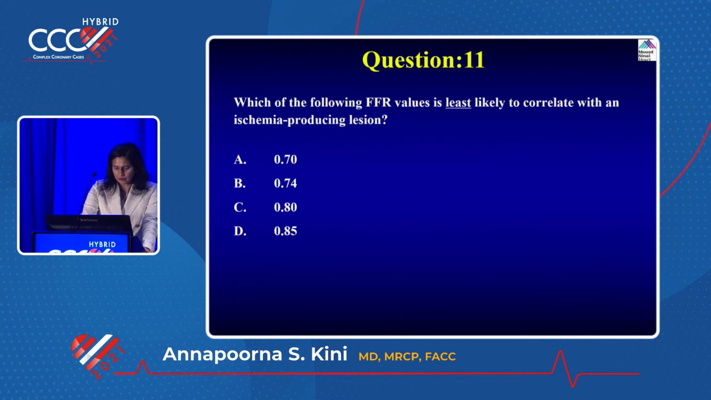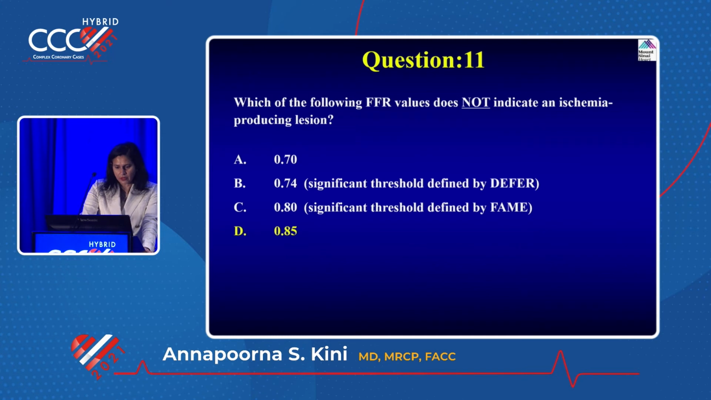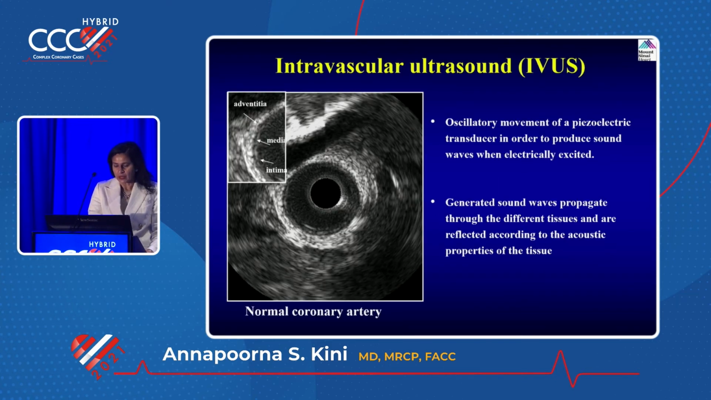What's the answer? So here, this is what I was saying. The significant threshold defined by FAME was 0.80. So you have to remember all the FAME trials. The initial one, DEFER, was 0.75, so anything less than that was significant. They're unlikely to ask about DEFER because nobody talks about it anymore. Everybody talks only about the FAME trial.